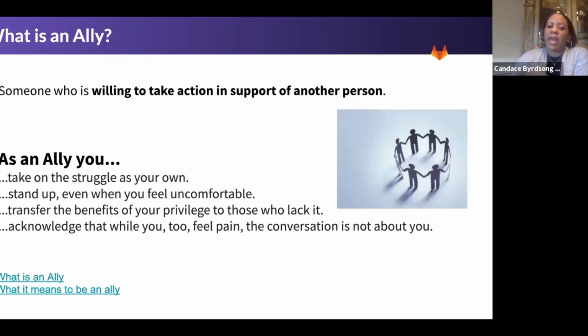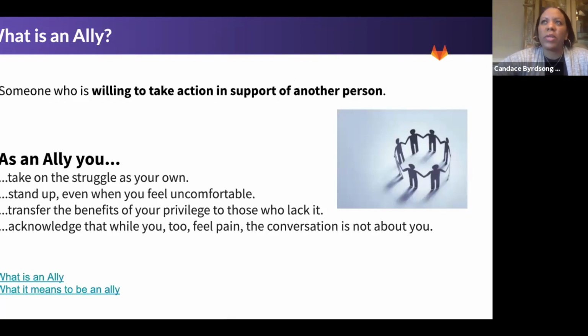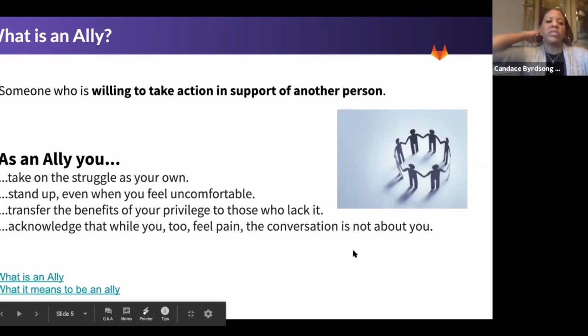So what is an ally? An ally is someone who's willing to take action in support of another person. Have you ever had a time where you think to yourself, what can I do? As an ally, you take on the struggle as your own. You stand up even when you feel uncomfortable, because there are a lot of times when things do get uncomfortable. You transfer the benefits of your privilege to those who lack it. So you recognize where you have the power to influence, and you transfer that ability to be able to help the circumstances change. You acknowledge that while you too feel pain, the conversation is not about you.